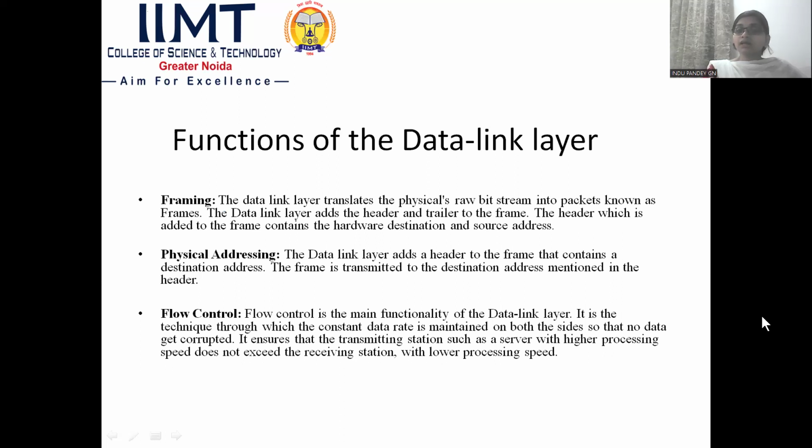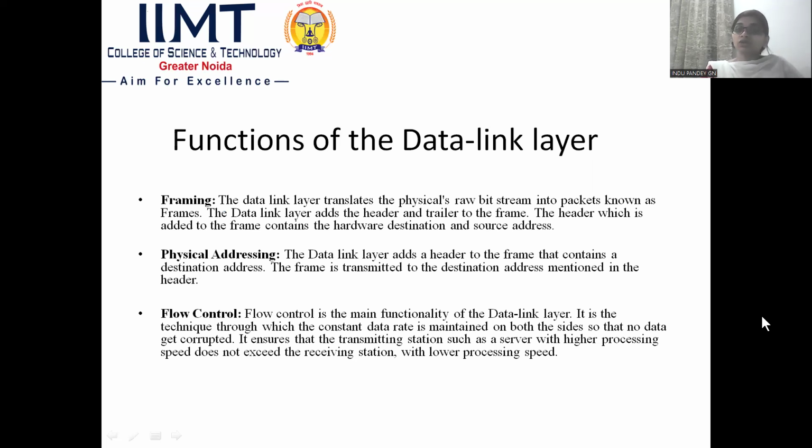The header, which is added to the frame, contains the hardware destination and source address. Means there are certain kinds of headers and footers that need to be added to the data during the transmission of data. From the sender side, the hardware destination address and the source address are added to the frame, so that the receiver receives the data at the correct destination.